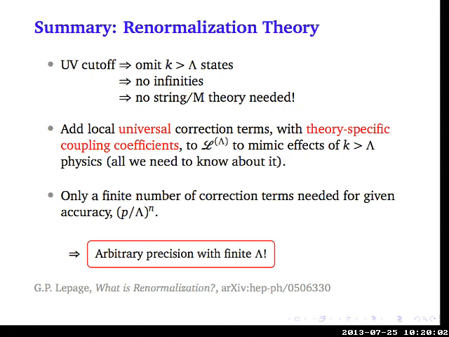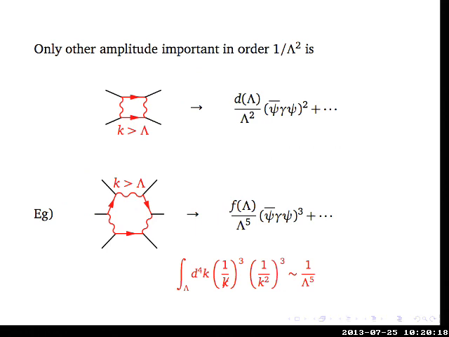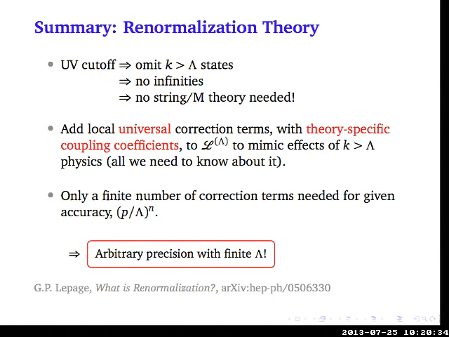Typically, you'll only need a finite number of correction terms to achieve a given level of accuracy. But if you want more accuracy, you can add more correction terms. And these coefficients, these coupling constants like D and F, if you know the K greater than lambda physics, you calculate them from diagrams like this. If you don't know it, you have to measure them experimentally. But you only have to measure a finite number of numbers in order to do this. It'll be things like masses and charges, intrinsic magnetic moments, and the like.